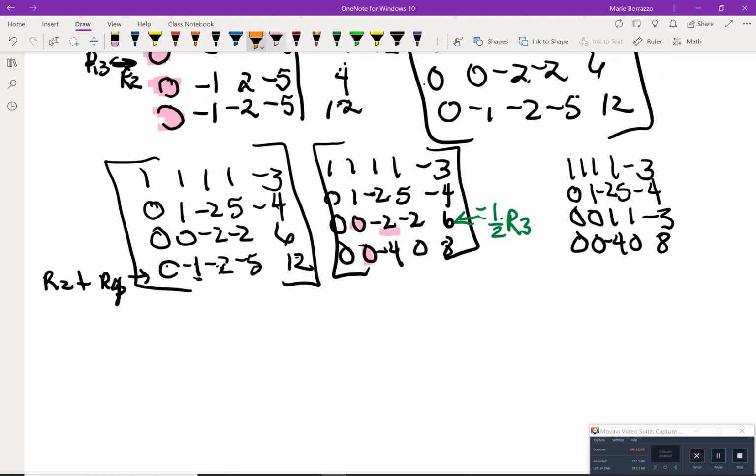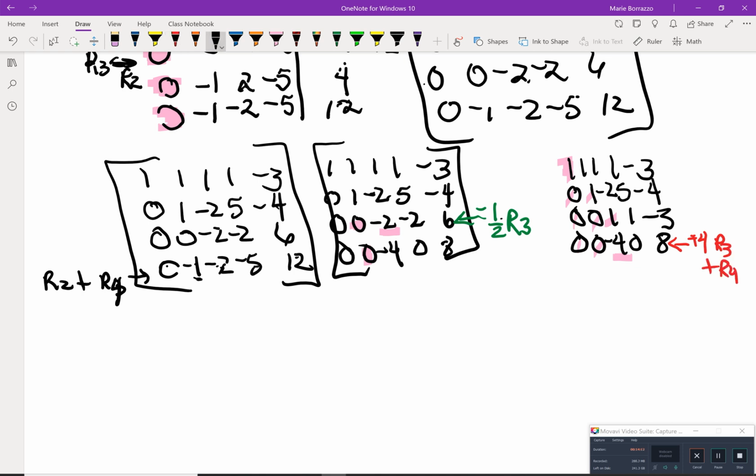We've got a 1, 0, 0, 0, a 1, 0, 0, and now I've got a 1 here. Guess what my next point is? That has to be zeroed out. To make that 0, I'm going to say this is going to be the result of negative 4, I'm sorry, positive 4 times row 3 plus row 4.